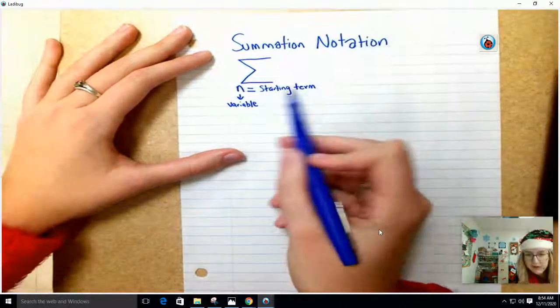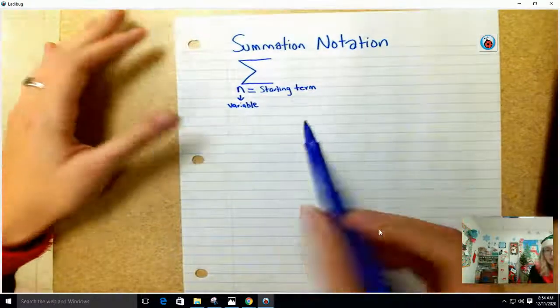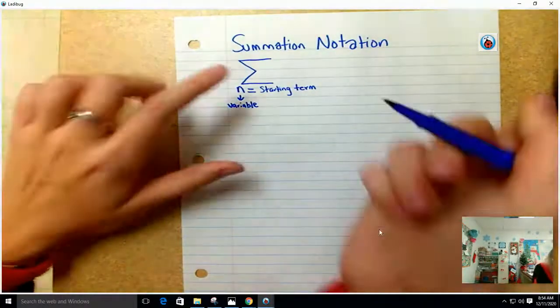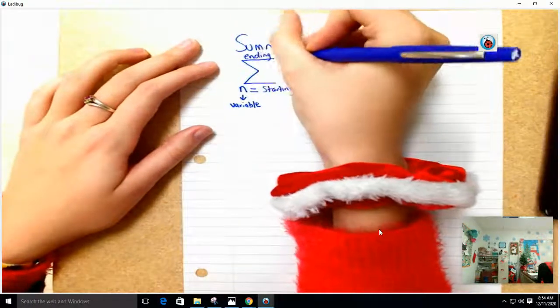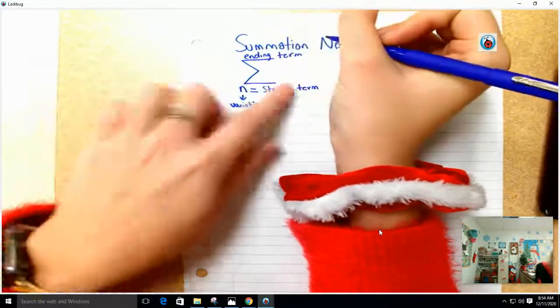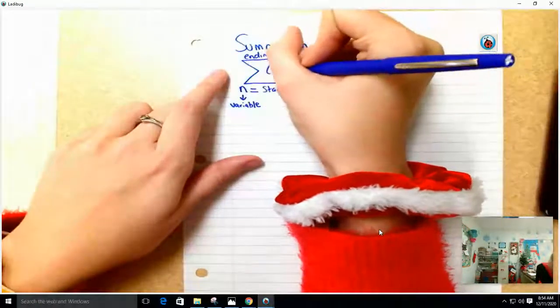But don't be confused by this terminology. I'm going to explain it a little bit further, so make sure you're paying attention to what I am saying. The top number is going to be your ending term. And then here in the middle, you're going to have your explicit formula.